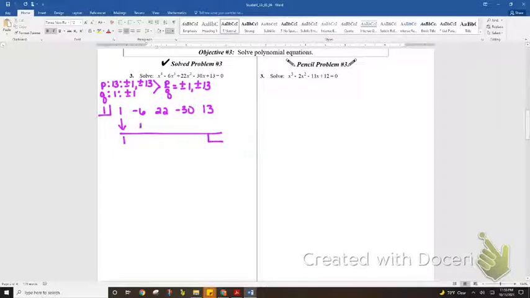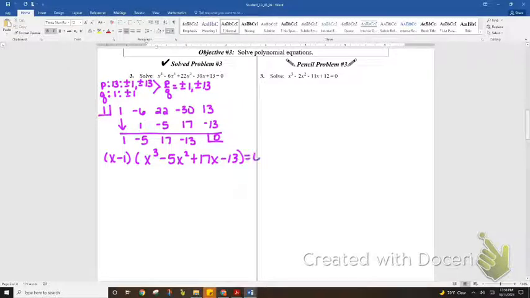Let's do our synthetic division. And so once we do that, we've got the x, remember change the sign when you put it back in, times, our problem started out with x to the 4th, so our answer is going to start out with x cubed. So x cubed minus 5x squared plus 17x minus 13. And this is still equal to 0. Alright, well, let's see. I can't factor this, but it's also not quadratic.